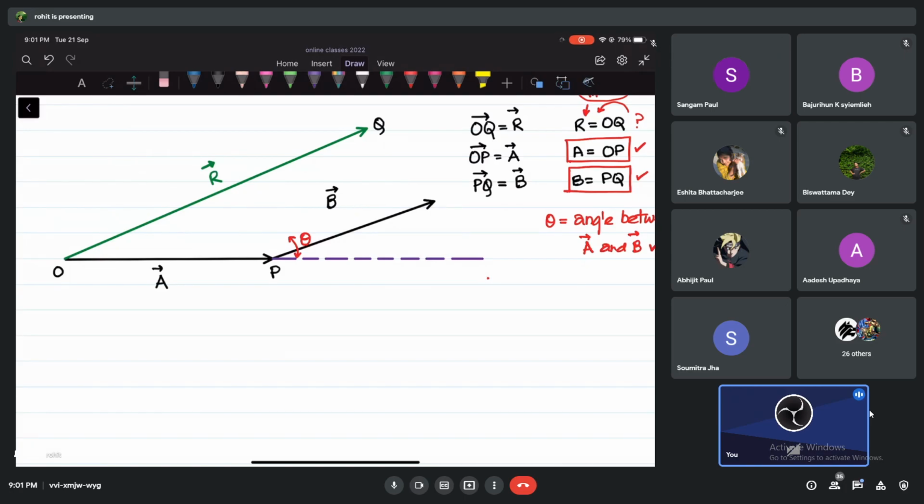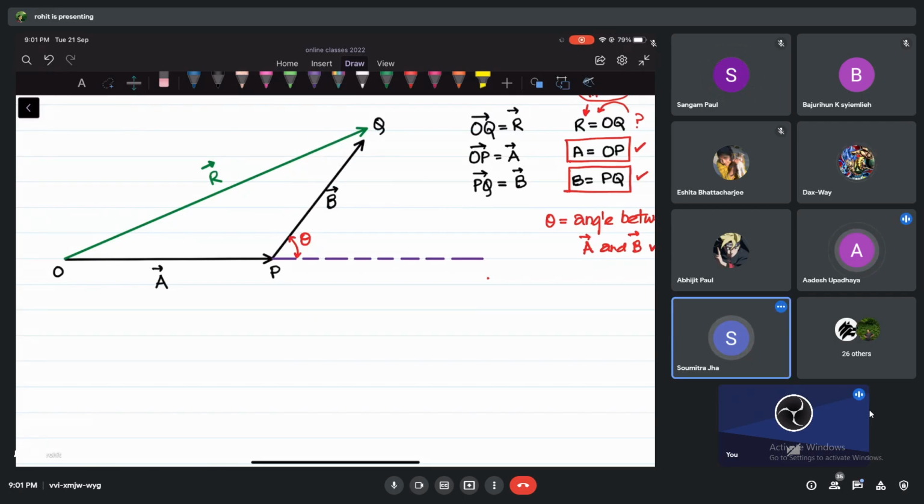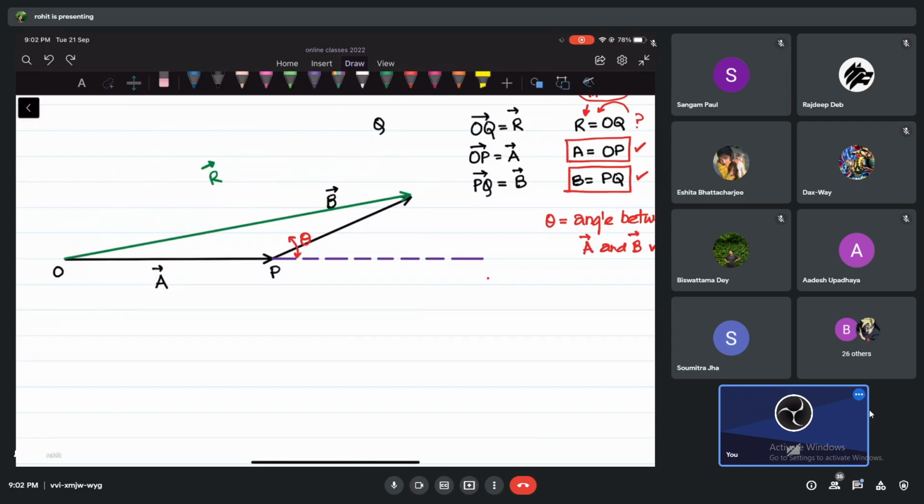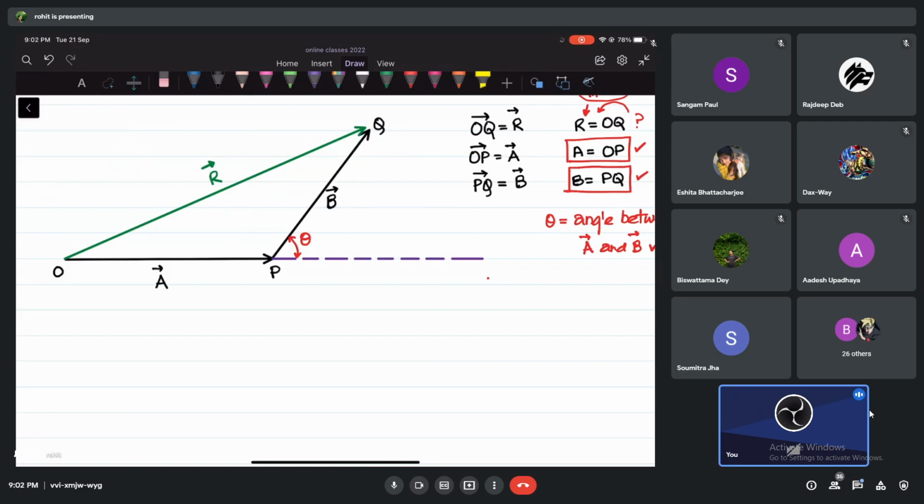If the vector is here, is theta the same or changing? Think and tell me. Theta is changing. The value of theta is changing. Do you agree with me that the direction and the length of the resultant also change or not? Okay, imagine the vector is here. The length of the resultant will be this one, right?